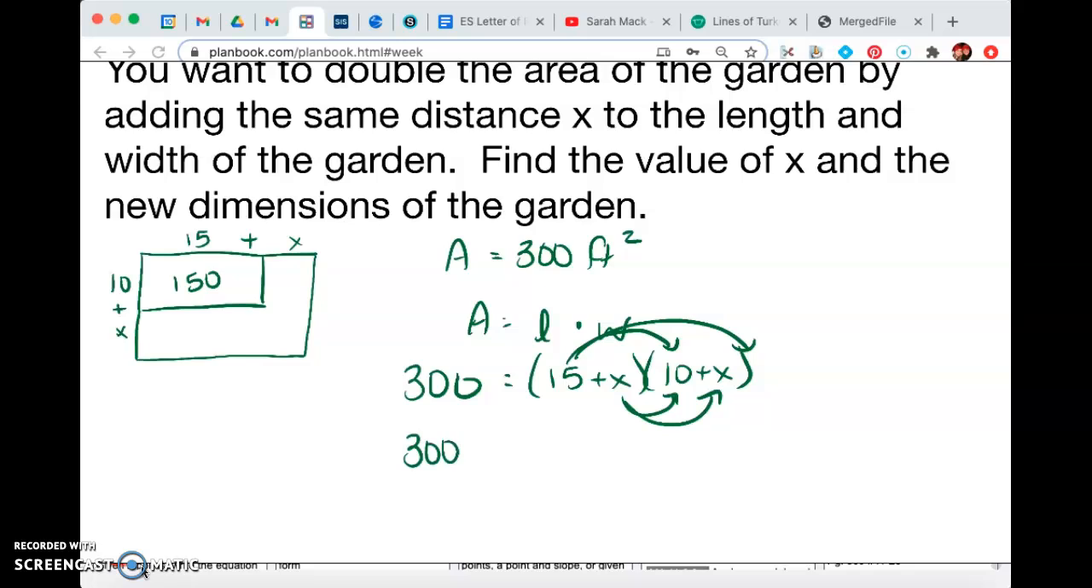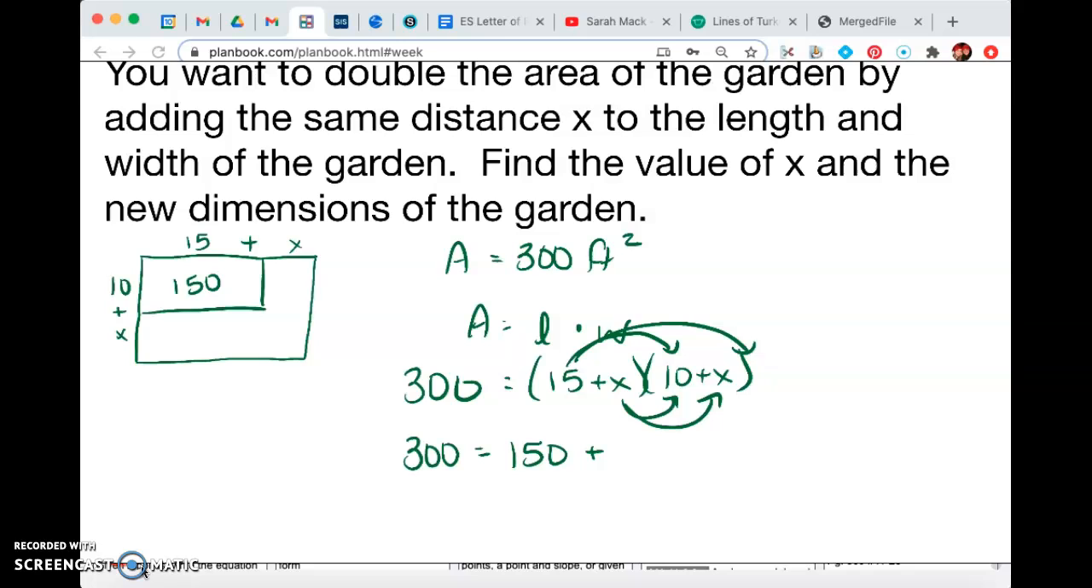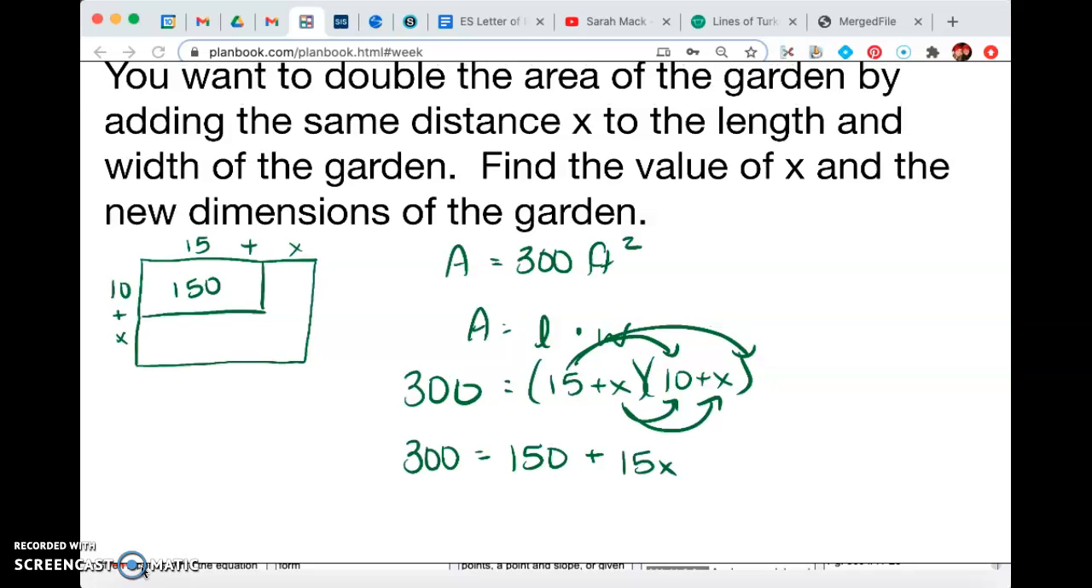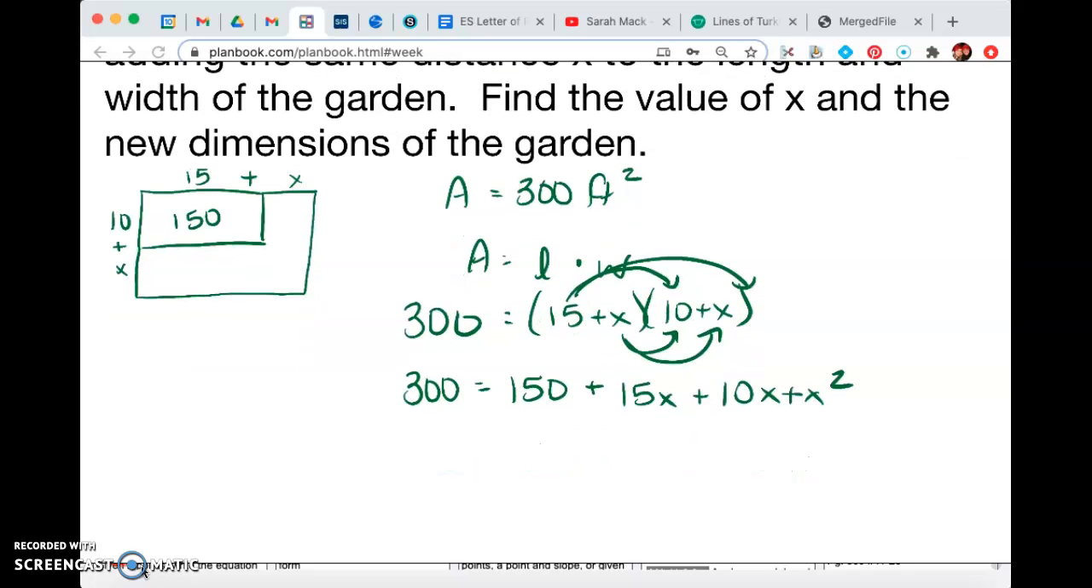So, 150 plus 10x plus 15x. Okay, combine like terms. 25x. Okay, can I subtract 300 on both sides? So it's 0. So, yeah. Okay, so here's my new quadratic, and we can solve it by factoring.